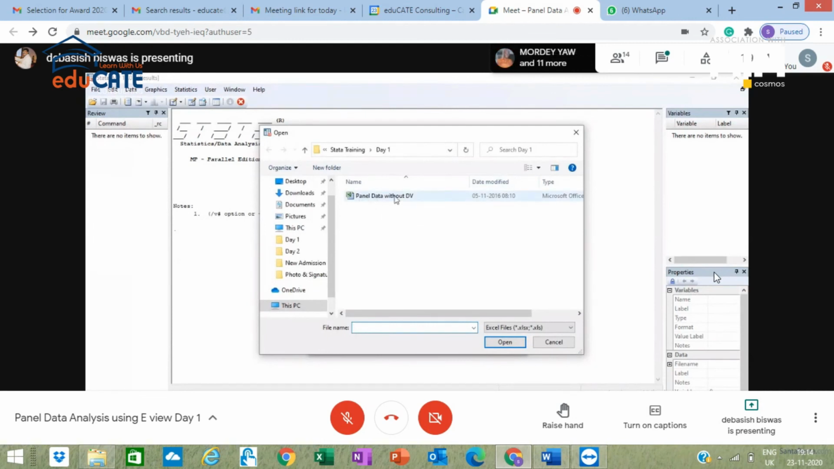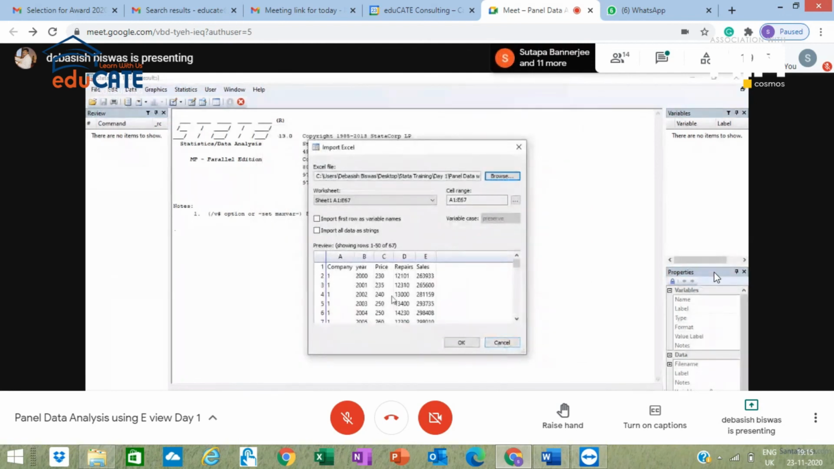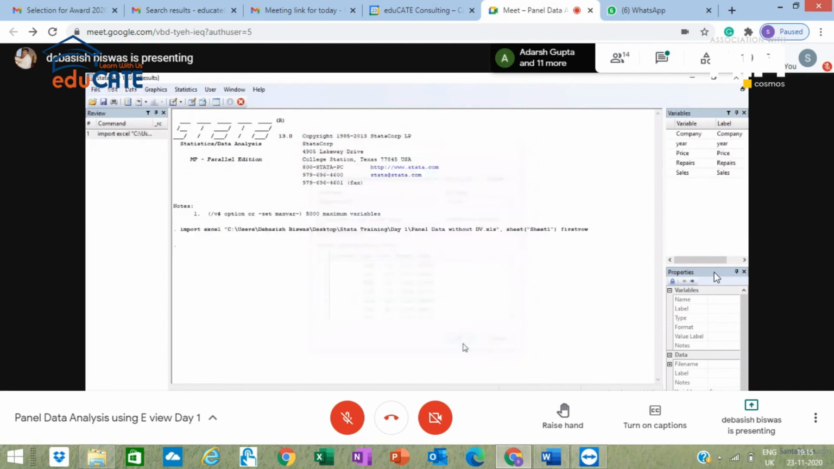Now already one Excel file is there from day one. Just click here, then you open, and already it is showing the data. Just click on "Import first row as variable names": company, year, price, repair, sales. Just click here, then click on OK. Your software has already imported the data.